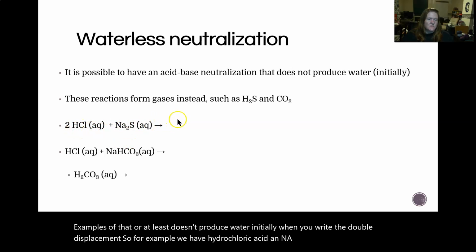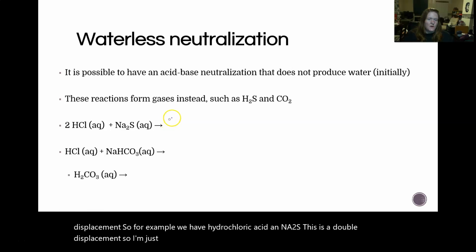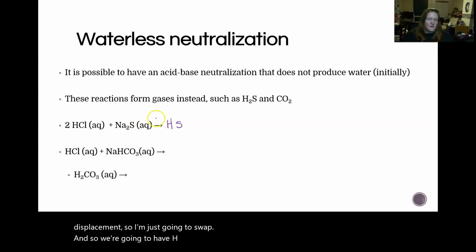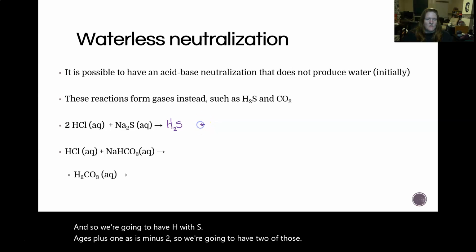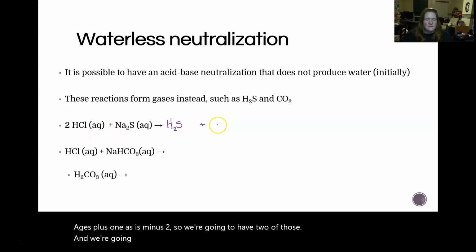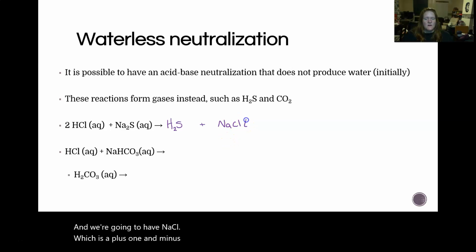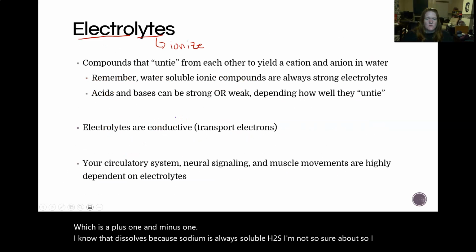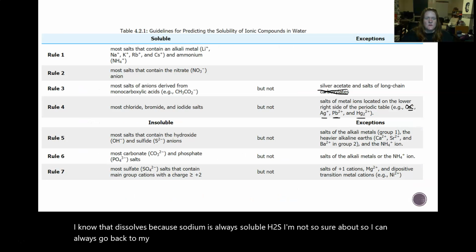This is a double displacement, so I'm just going to swap. And so we're going to have H with S. H is +1, S is -2, so we're going to have 2 of those. And we're going to have NaCl, which is a +1 and a -1. I know that dissolves because sodium is always soluble. H2S I'm not so sure about, so I can always go back to my solubility rules and see what they say.